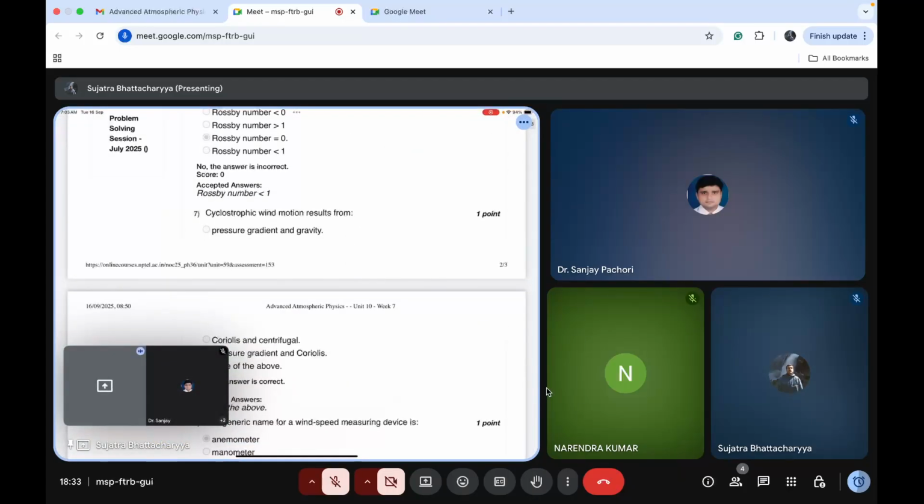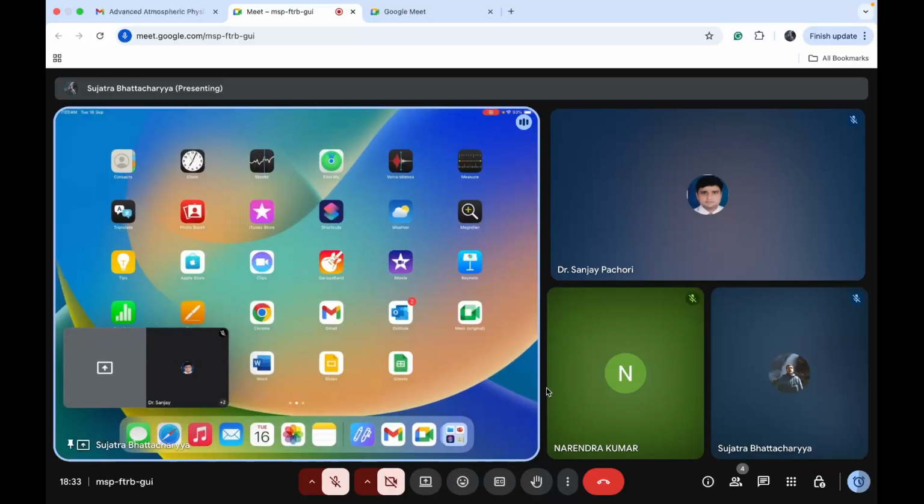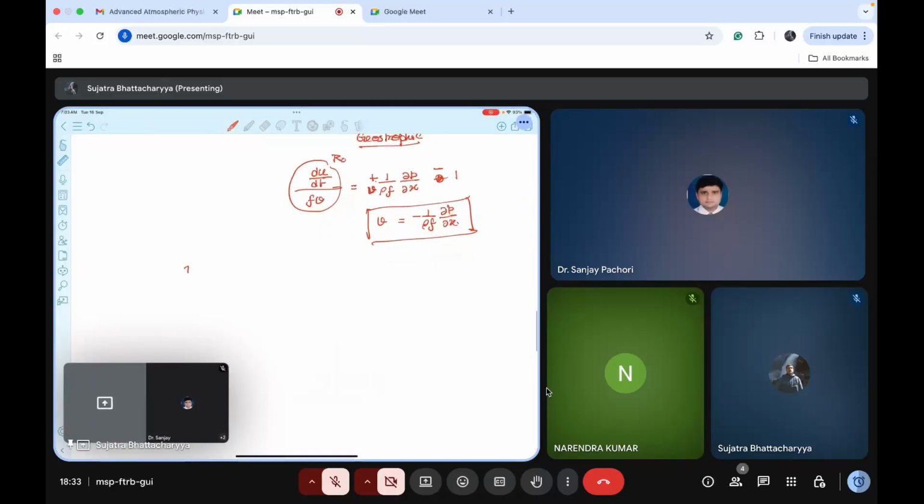Seventh question is cyclostrophic wind motion results from which of the following forces? So we know, we have already seen this. The seventh one is cyclostrophic balance.